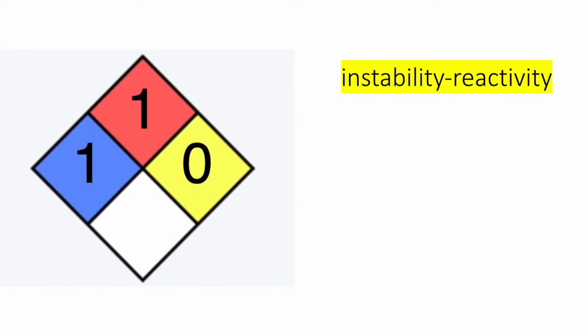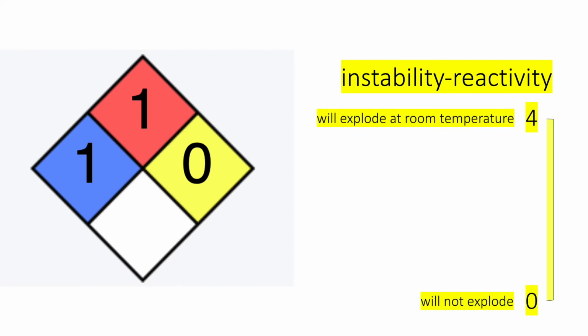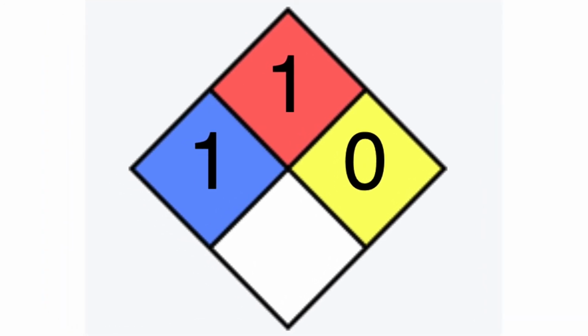The yellow diamond on the right represents a molecule's instability or reactivity. It's also on a scale from 0 to 4. In this case, 0 means the molecule will not explode under any circumstances, and 4 means the molecule will explode at room temperature, if disturbed. Biphenyl is a 0 on that scale, so you can shake it up, move it around, it will not explode. Because the white diamond at the bottom is empty, it means there are no special considerations you have to take into account when you're working with biphenyl, except for the health, flammability, and instability considerations.